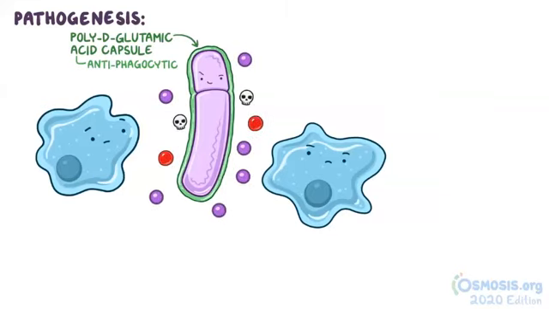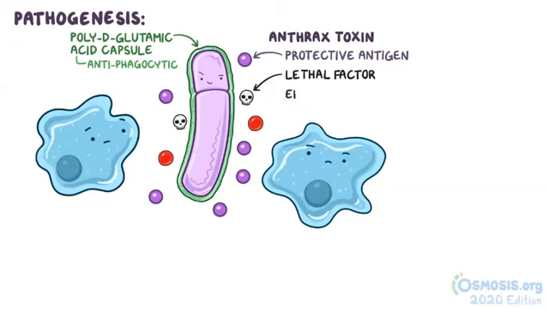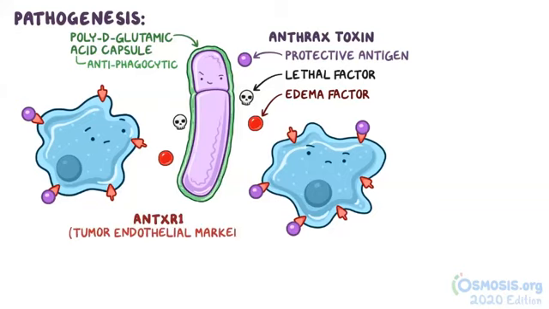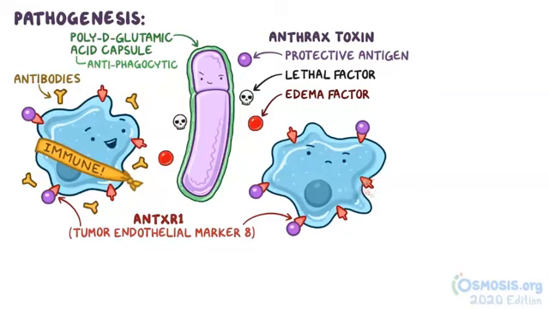Next, B. anthracis secretes an anthrax toxin, which is composed of 3 proteins: protective antigen, lethal factor, and edema factor. The protein called protective antigen gets secreted from the bacteria and then binds to the surrounding immune cells via a cell surface protein called either ANTXR1 or tumor endothelial marker 8. It turns out the protective antigen gets its name because if a person has antibodies to this protein, they are considered immune to B. anthracis.